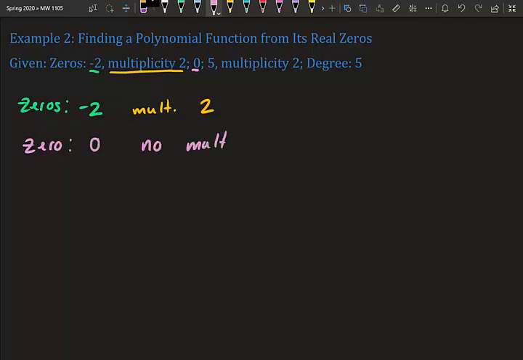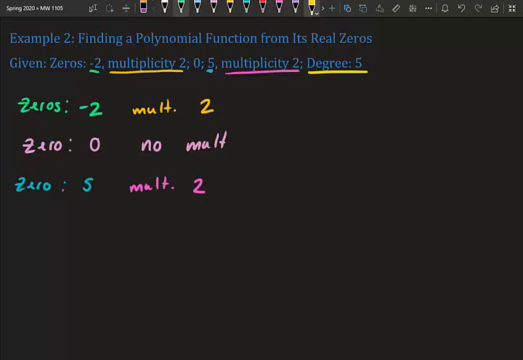You see the little semicolon? That's what's separating each zero. So see how we have the next semicolon? So we have a new 0. Our next 0 is at 5, and it has a multiplicity of 2. The degree is just telling you that at the end, your final answer should have a degree of 5. That's all that's saying.